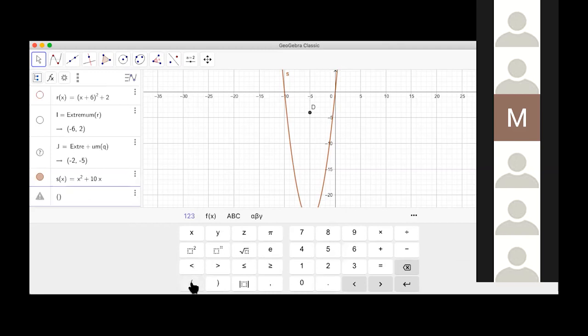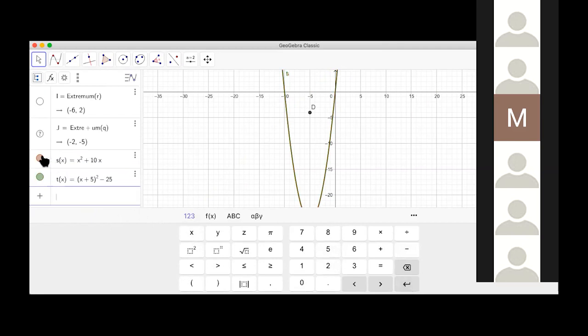So I have bracket x plus 5 square minus. You have 5 squared, not the whole equation. Oh yeah, sorry. Thank you. Square. Okay. Plus. See now, they are exactly on top of each other.